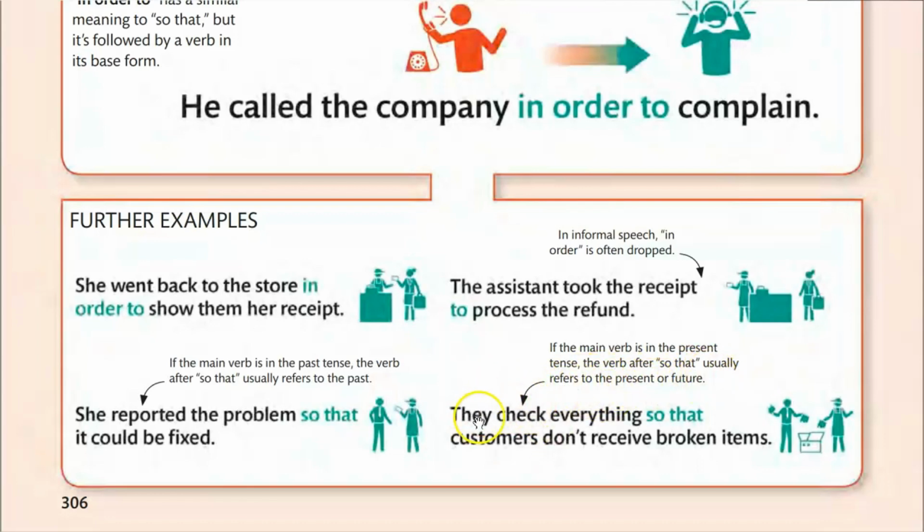So for this one now, they check everything so that in future customers don't receive broken items. But this one, she reported the problem. It's in the past already, so that it could be fixed. So probably they later even fixed it. So what we are saying is that in order to goes with the base form of the verb, while so that goes with what? Goes with could, would, should. Do you understand? The modal form. That is how to use so that and in order to.